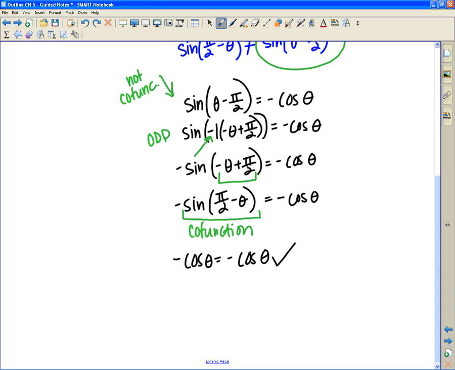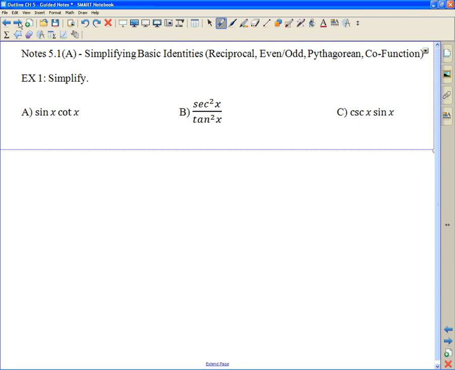This is essentially what we're doing throughout the entire chapter. We're finding ways to make expressions easier for calculus. So instead of working with sine of theta minus pi over 2 later, we'll want to know that it can be equivalent to negative cosine, and why. Okay, let's get started with our basic identities.